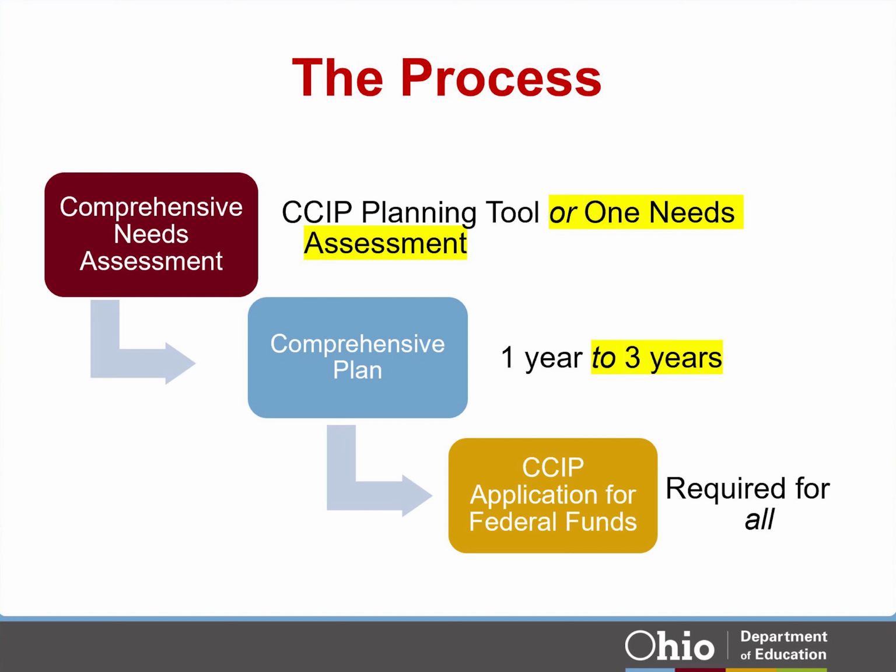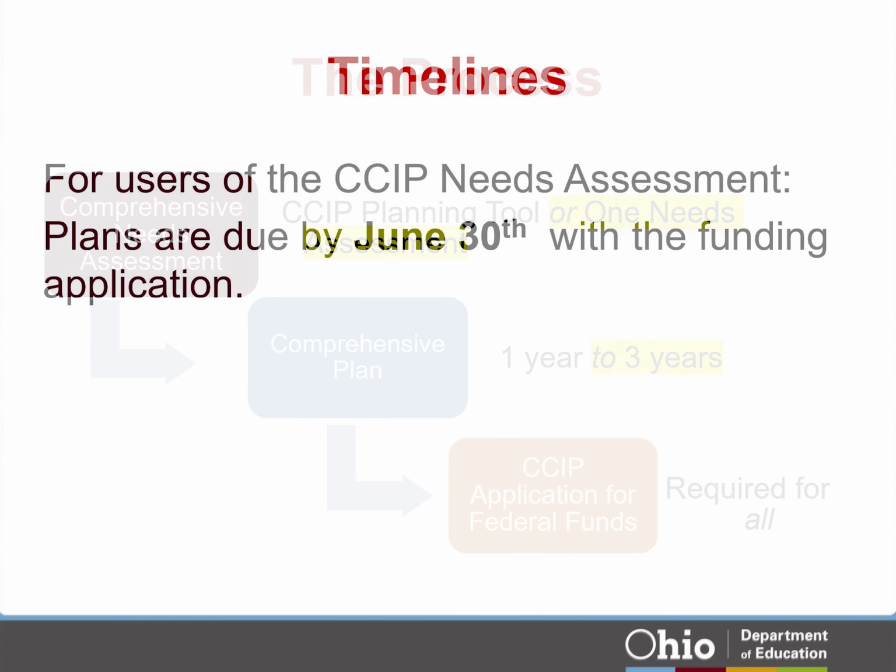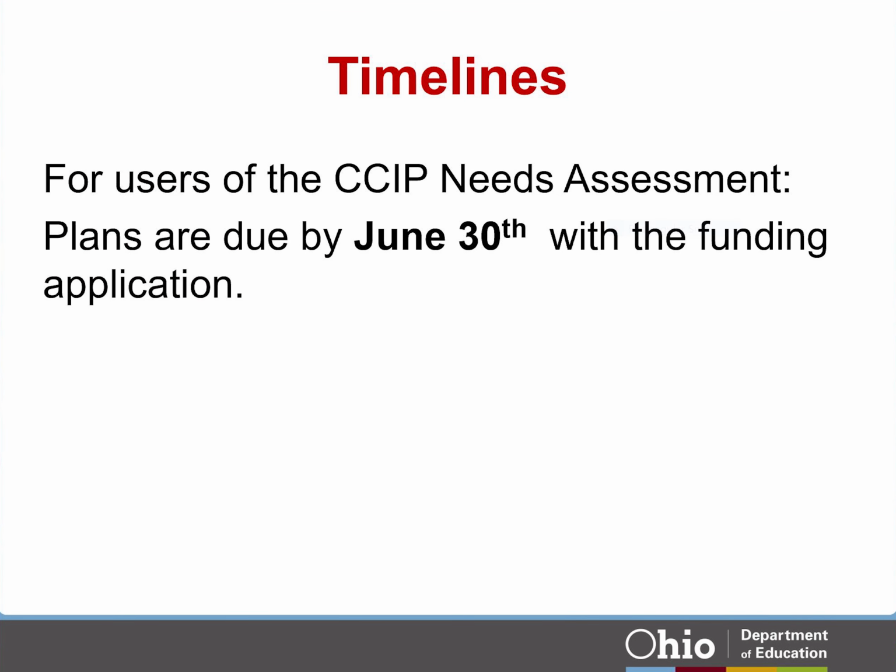Finally, all districts are required to complete a funding application. The uses of funds must meet the intent and purpose of each of the grants and align to their comprehensive plan. For local education agencies using the CCIP needs assessment for their fiscal year 21 planning and funding application, plans will be due by June 30th, along with their funding application.